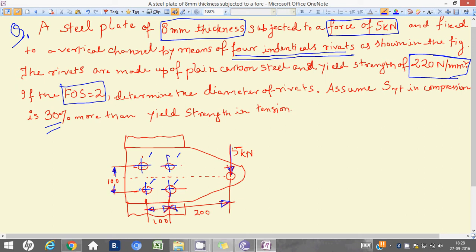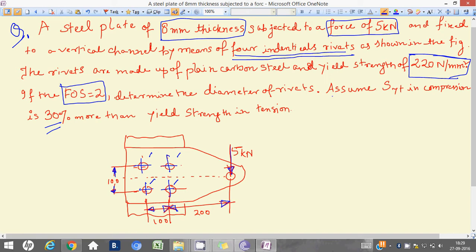A steel plate of 8 mm thickness is subjected to a force of 5 kN and fixed to a vertical channel by means of four identical rivets as shown in the figure. The rivets are made of plain carbon steel with a yield strength of 220 newton per mm square. If the factor of safety is equal to 2, determine the diameter of the rivets.